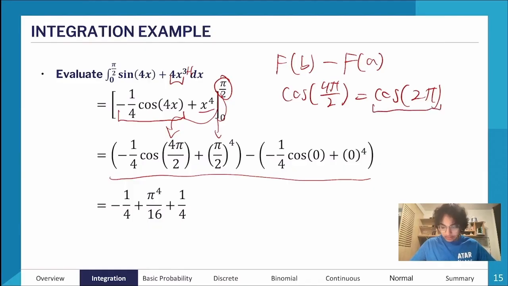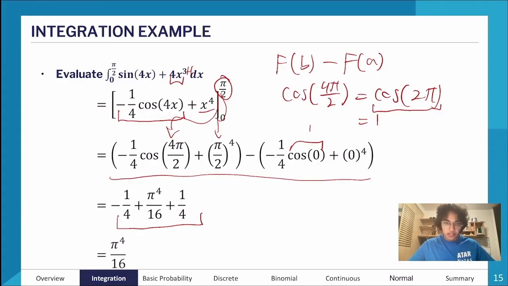So this is an exact value you need to know, and that's going to be 1 here. And that's also equal to what cosine 0 is, which is also 1. And so from there, you can just work this out. Hopefully that makes a bit of sense. And this is what our final answer would be. This also gives the area under the curve for this function from 0 to pi on 2.